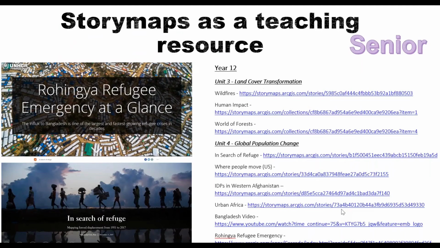I've also put together StoryMaps as a teaching resource. So this is what I've been doing with StoryMaps that I've found online. And this is such a good resource, particularly if you're teaching particular units to your students.